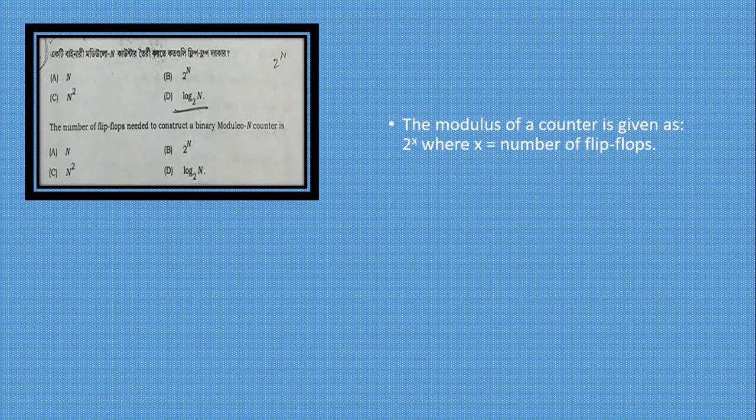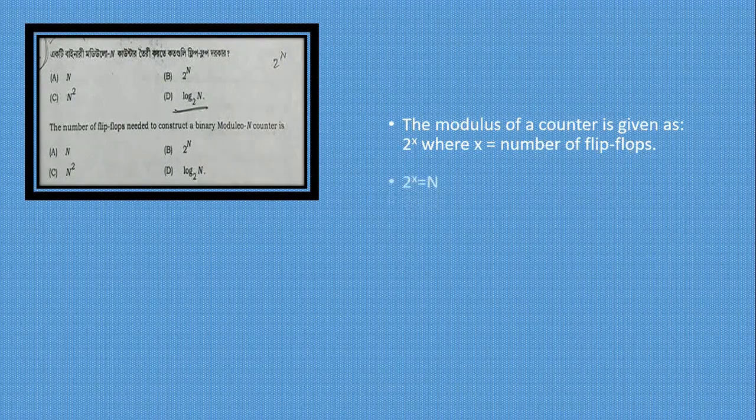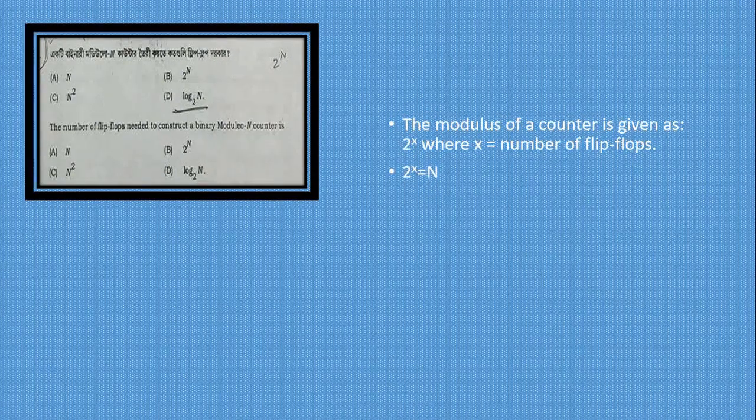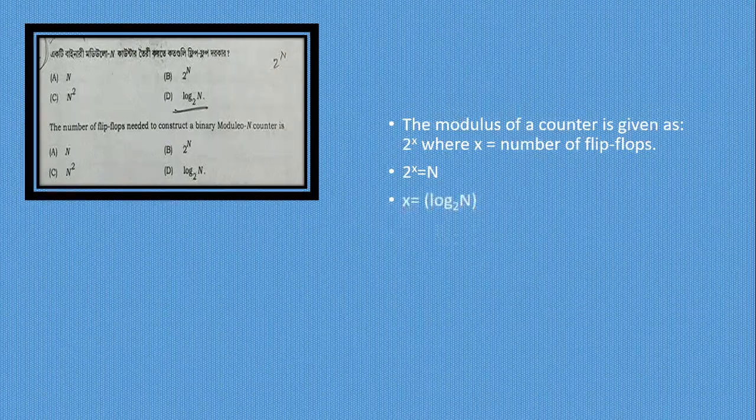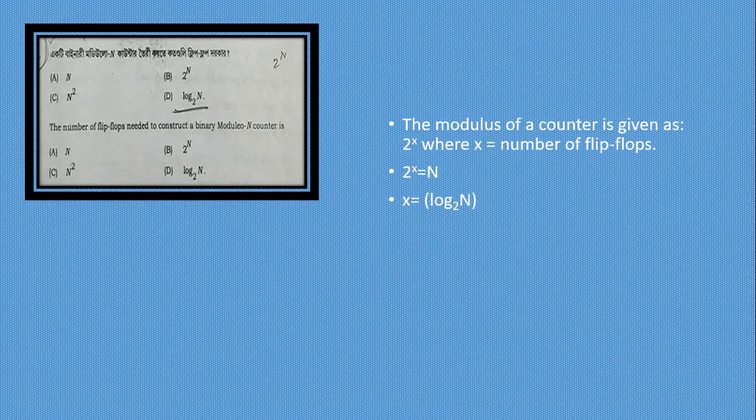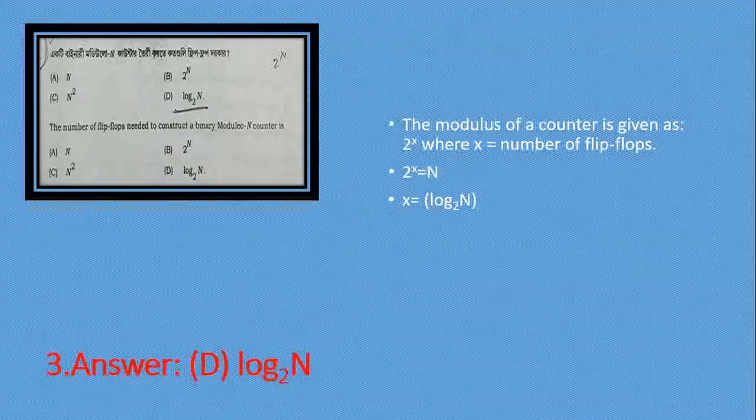The number of flip-flops needed to construct a binary modulo n counter is, let x be the number of flip-flops, then 2 to the power x equals n, that is x equals log n base 2. So the right answer is option D.